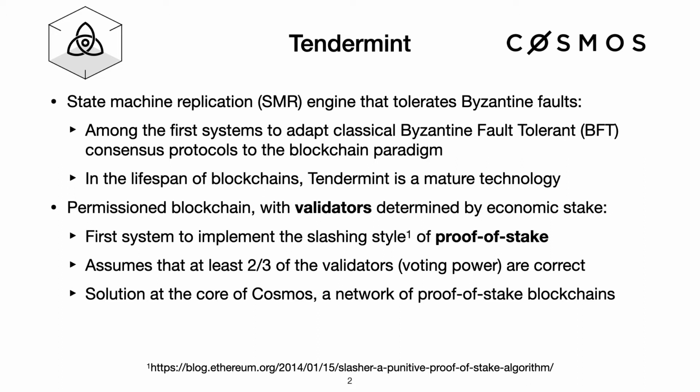Tendermint assumes that at least 2/3 of the validators are correct, or to be more precise, 2/3 of the voting power distributed among the validators is in the hands of correct validators. Tendermint is the core of Cosmos, a network of interconnected proof-of-stake blockchains.